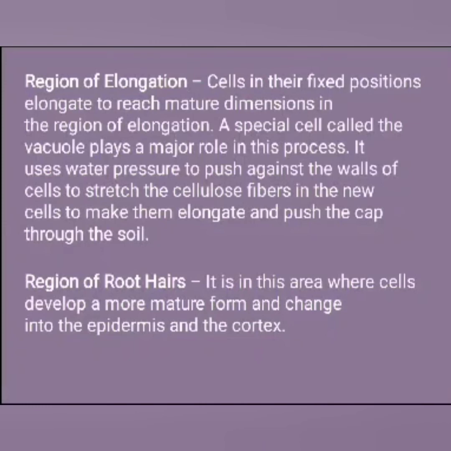The next one is the region of root hairs. It is in this area where cells develop a more mature form and change into the epidermis and the cortex. Root hairs are found only in the zone of maturation, as I've said earlier. It is also called the zone of differentiation. They are not found in the zone of elongation, possibly because older root hairs are sheared off as the root elongates and moves through the soil.